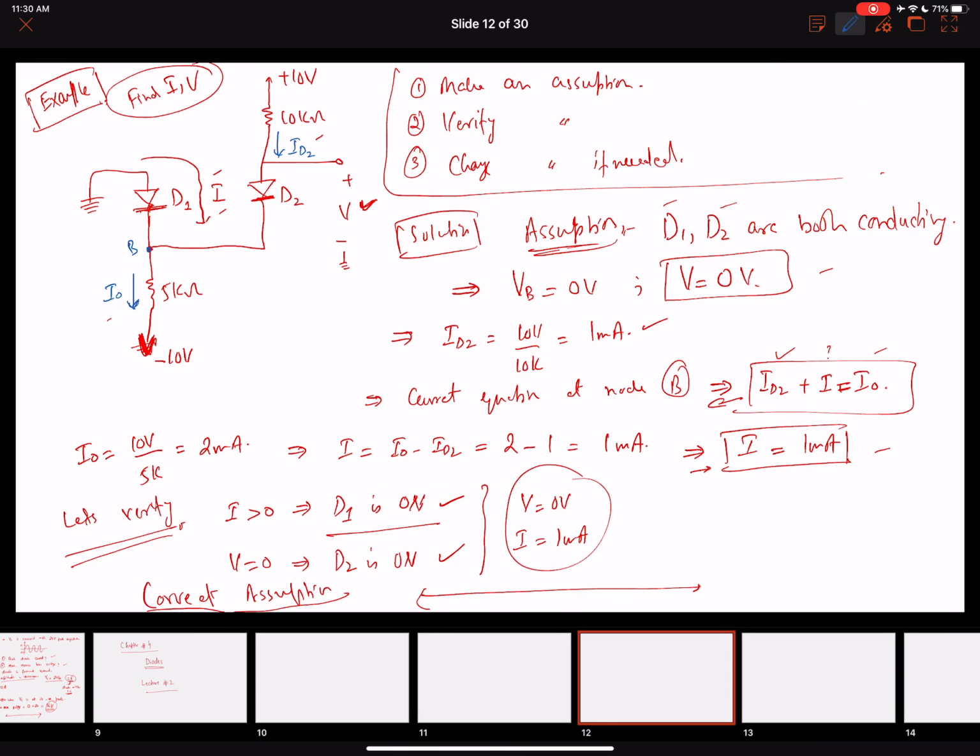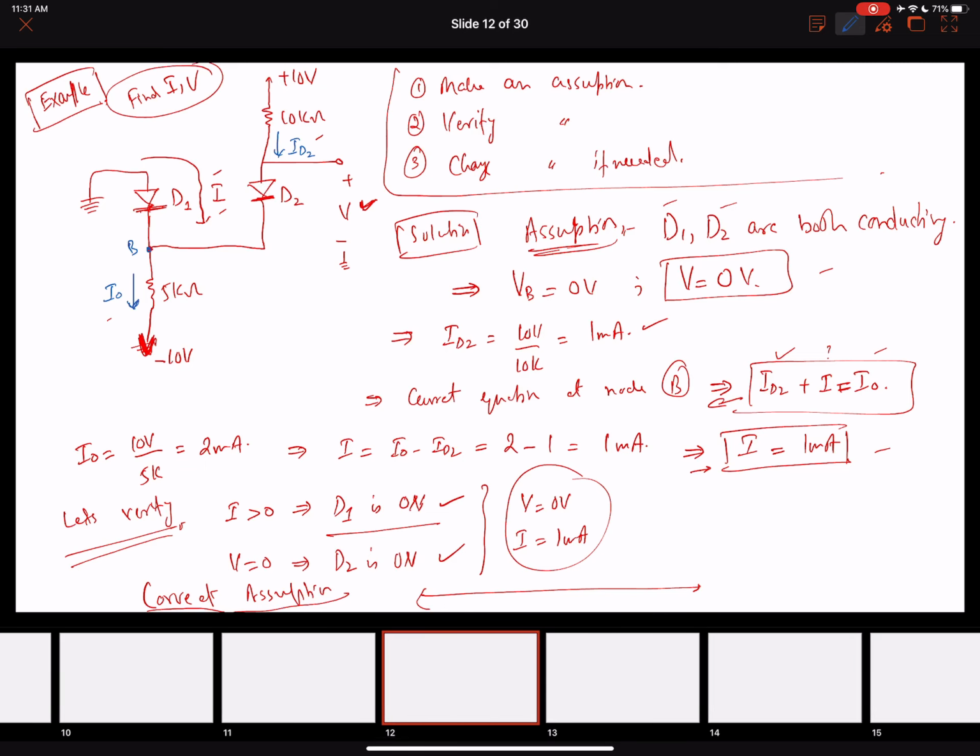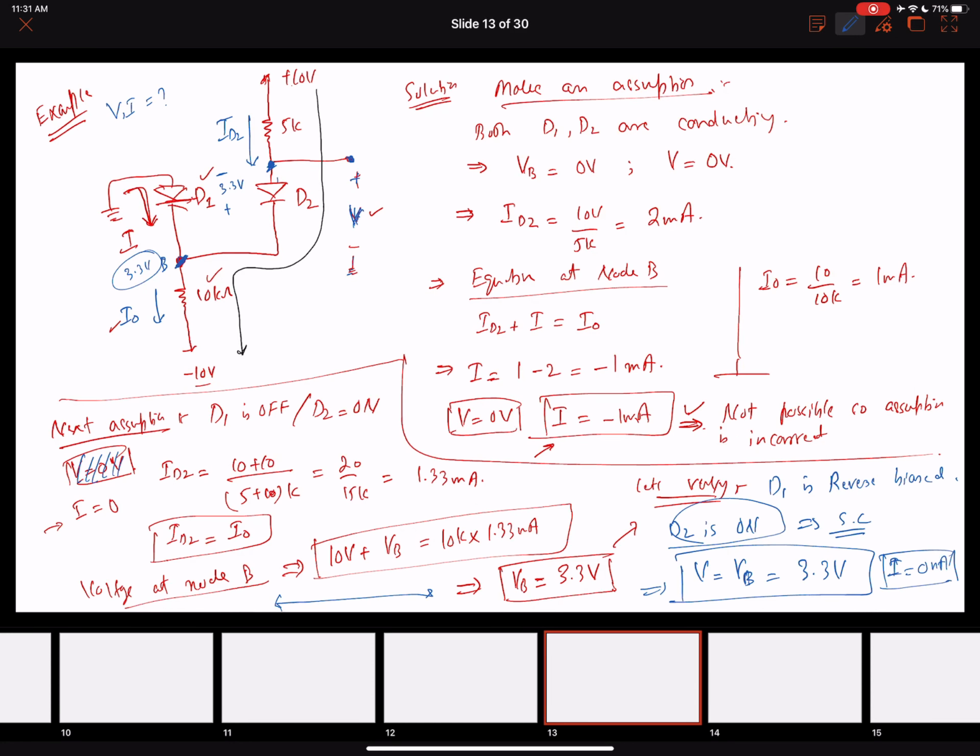Then we saw that in order to solve any of these diode circuits, we first make an assumption, then we verify that assumption and change it if needed. For example, in this case and in the next example, we first assume whether both diodes are conducting or off, or one is conducting and the other is off, and then we solve the circuit and see whether that assumption holds or not. And if that assumption does not hold, then we change it, and this is what we have seen over here.